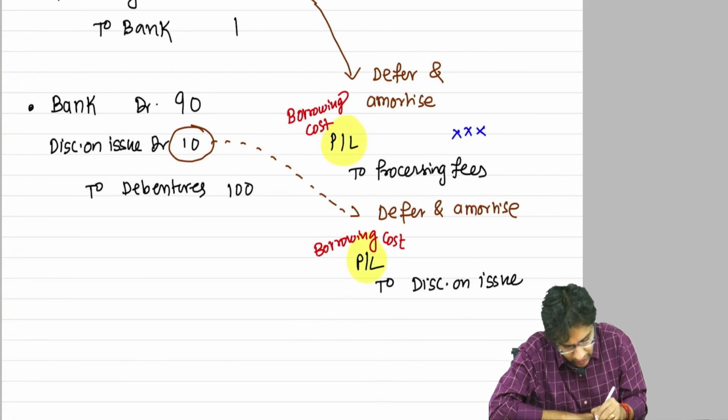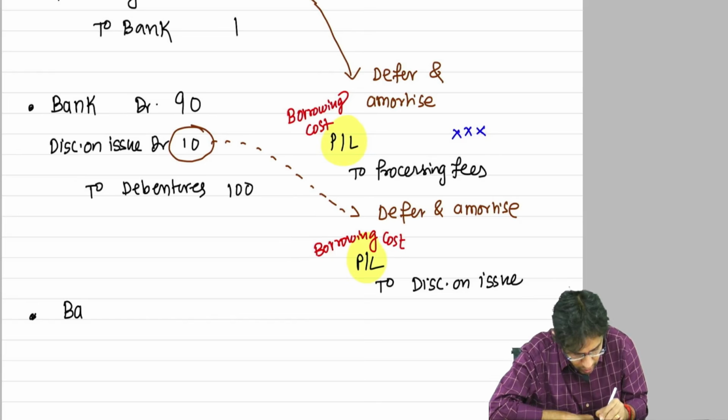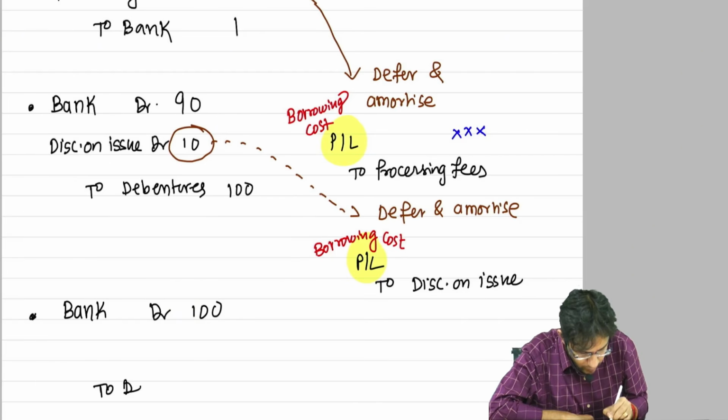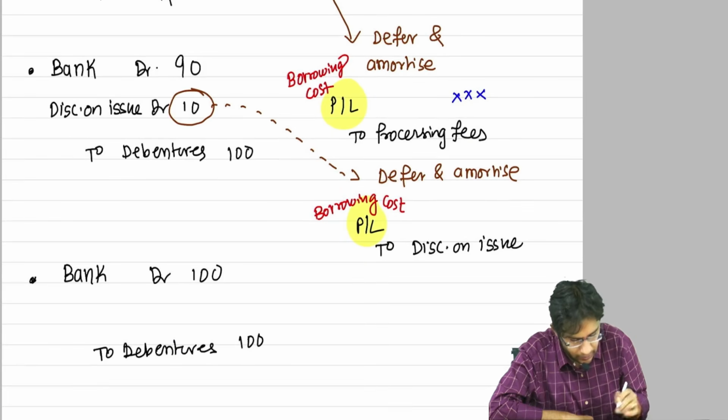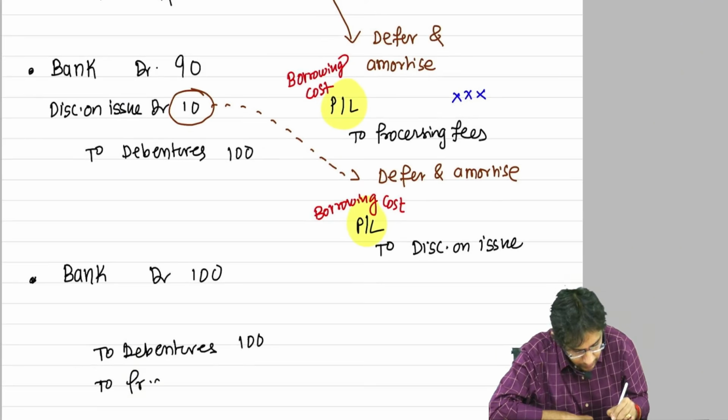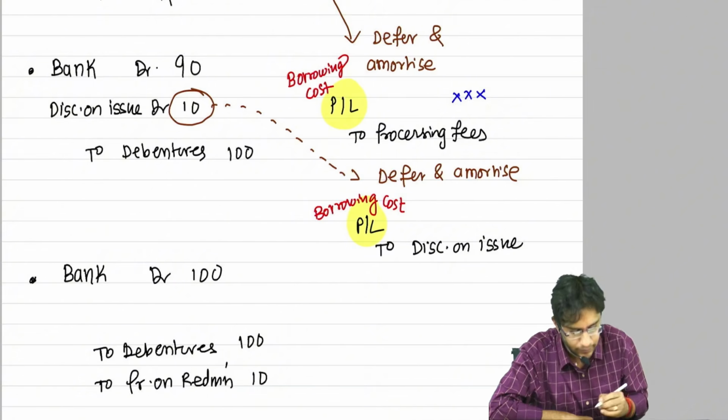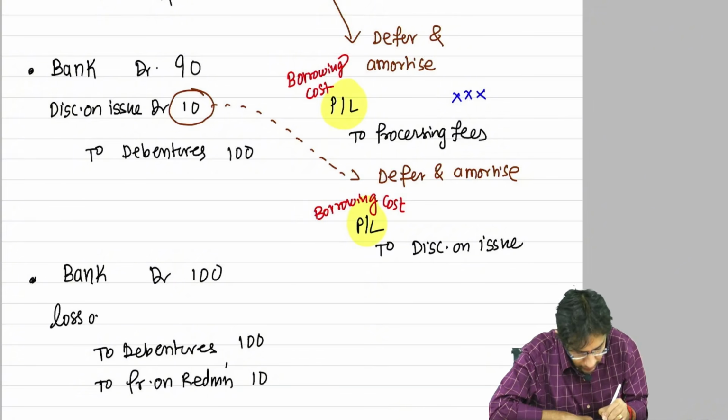Next. Similarly, you issued debentures at par, but these debentures are redeemable at premium. Since they are redeemable at premium, you will also record premium on redemption, let's say 10. And this will be debited to an account called loss on issue of debentures.